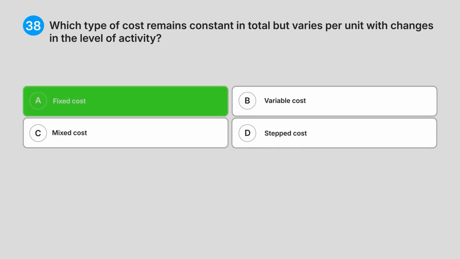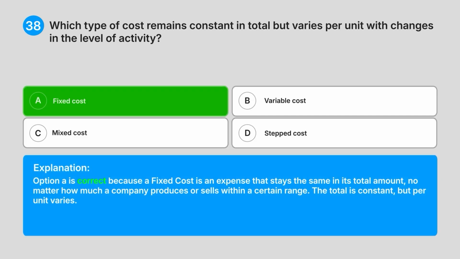Correct answer, A. Fixed cost. Explanation: option A is correct because a fixed cost is an expense that stays the same in its total amount, no matter how much a company produces or sells within a certain range. The total is constant, but per unit varies.